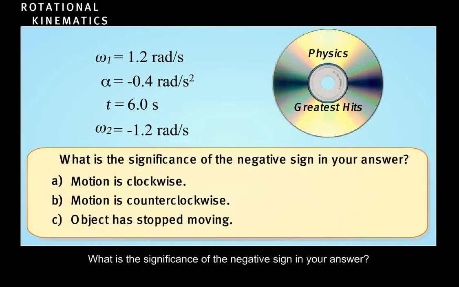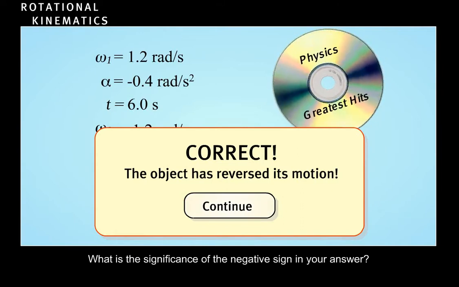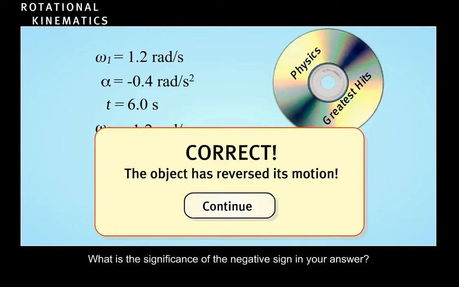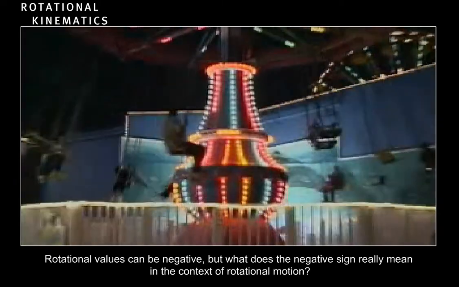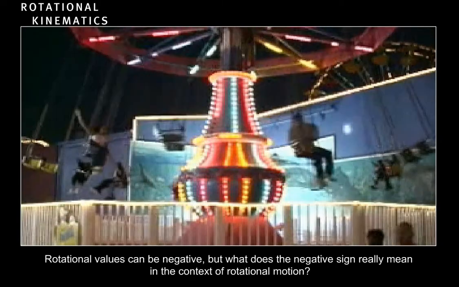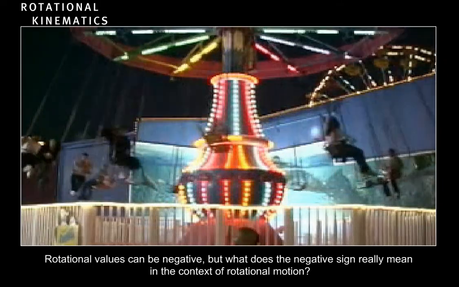What is the significance of the negative sign in your answer? That is correct. The object has reversed its motion. Rotational values can be negative, but what does the negative sign really mean in the context of rotational motion?